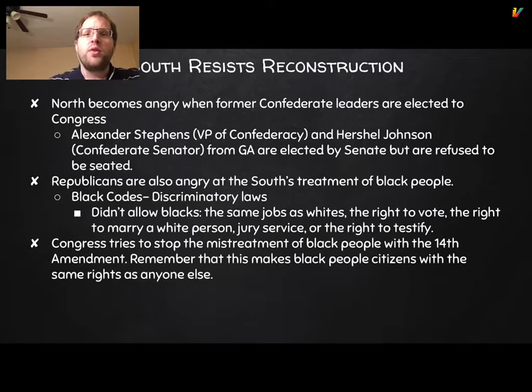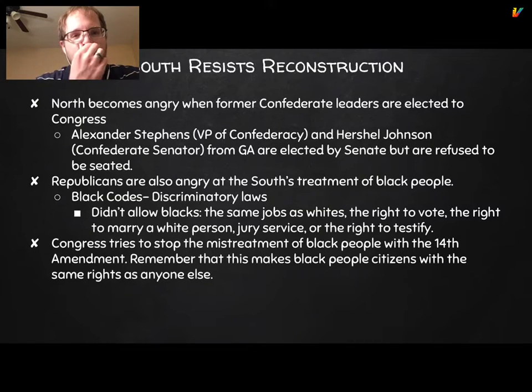And so the Northerners threw those Confederates out of office and said, send someone else who wasn't one of the people helping to cause the Civil War, even though Alexander Stephens really did try to prevent the Civil War. But that made them angry, that they sent these Confederate leaders to Congress. The other thing that made them mad was the Black Codes, right? They felt like the South was going out of their way to treat the former slaves wrong, right?